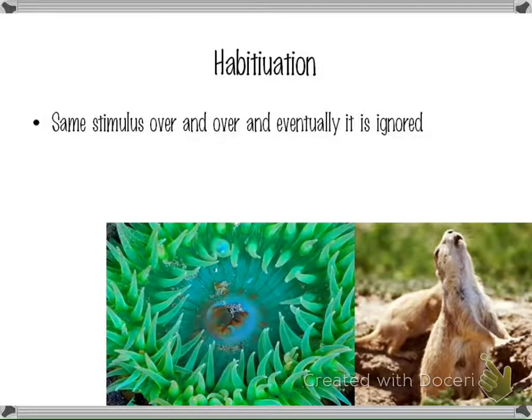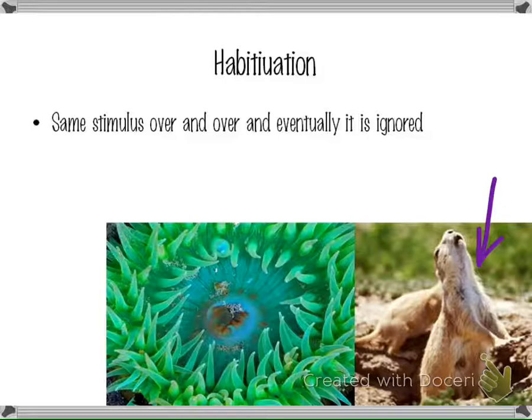Habituation is when you have some stimulus that you get over and over and over again, and you react initially, and then eventually you learn to ignore it. For instance, these little prairie dog guys, when hawks or a snake comes by, they make a scream, and all the prairie dogs head underground. They do the same thing with humans that come by. But if you keep coming by and not harming them, they will eventually stop screaming and ignore you.